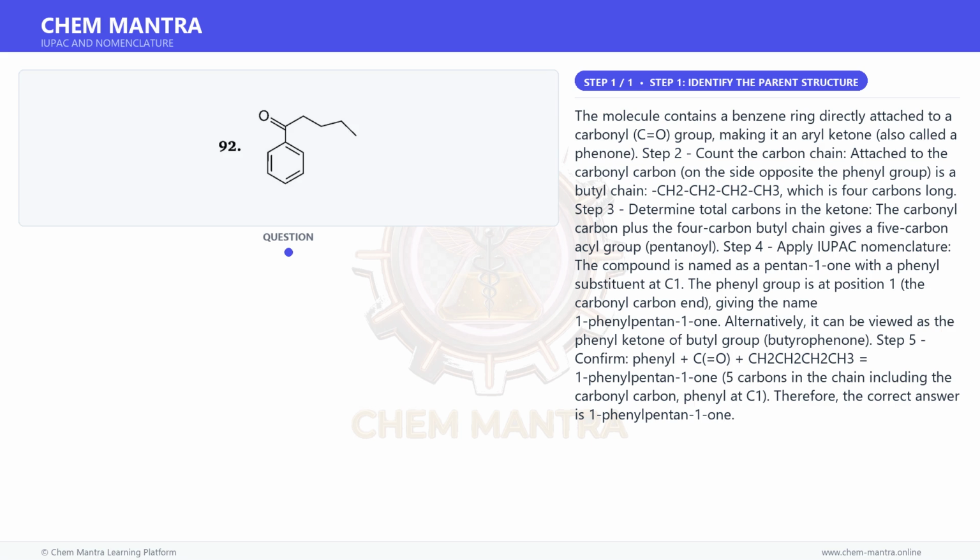Step 3. Determine total carbons in the ketone. The carbonyl carbon plus the 4-carbon butyl chain gives a 5-carbon acyl group, pentanol.